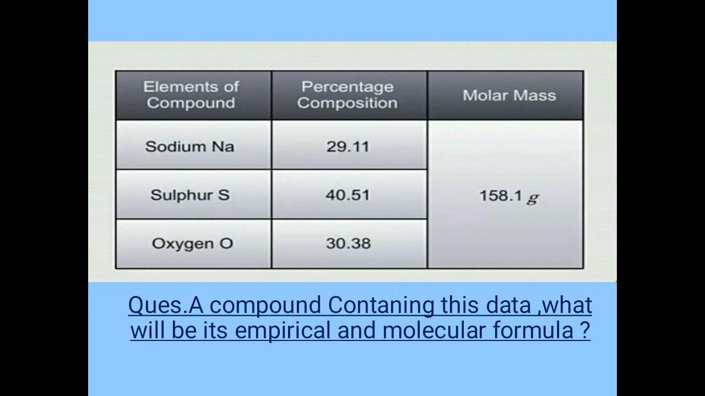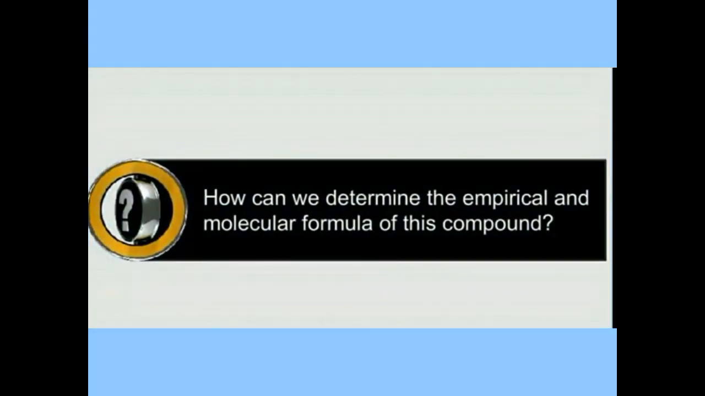If the percentage is not given, then we have to calculate the percentage first by using the method which I explained in the previous video: we take the mass of the element in the compound and divide it by the molar mass of the compound. But here in this question, the percentage is already given to us and the molar mass of the compound is also given to us, which is 158.1 gram. So by using this data, how will we calculate the empirical and molecular formula that we are studying right now?